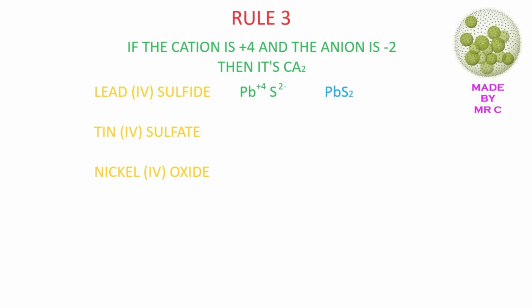Okay, lead(IV) sulfide, it's Pb4+ and S2-, and it becomes PbS2. Then we've got tin(IV) sulfate, Sn4+ and SO4 2-, and it becomes Sn(SO4)2. And last of all, we've got nickel(IV) oxide, which is Ni4+ and O2-, and that becomes NiO2.